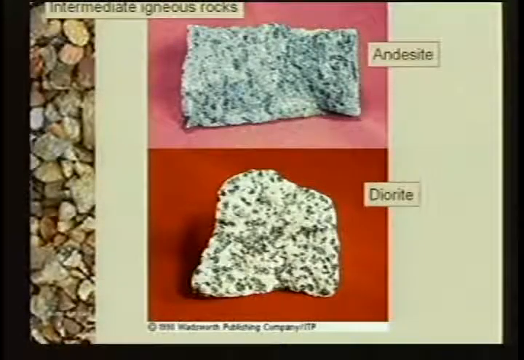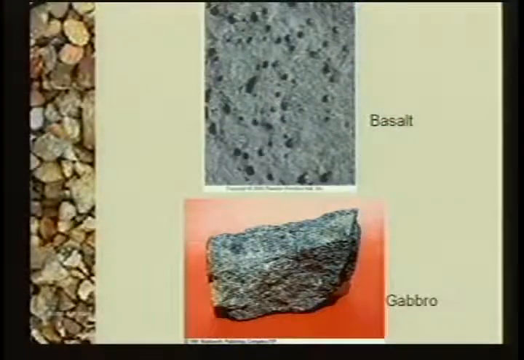Let's look at the examples of a mafic composition. If we look at the top photograph, this is basalt. However, if that magma had cooled inside the earth, we would end up with a gabbro. Gabbro, again, would have large crystals. And I do have some examples of that as well.